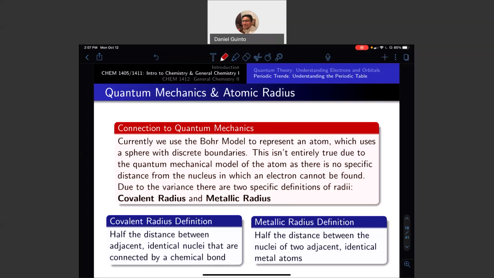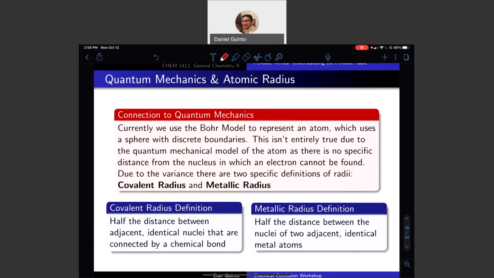But because of the variance of atomic radii, we need to have two specific definitions here. Now, these definitions aren't necessarily too specific to your knowledge and understanding of chemistry, but they're good to have in the back of your hand. So the first definition, which is going to be the most common definition you see, is covalent radius. It's half the distance between adjacent identical nuclei that are connected by a chemical bond.